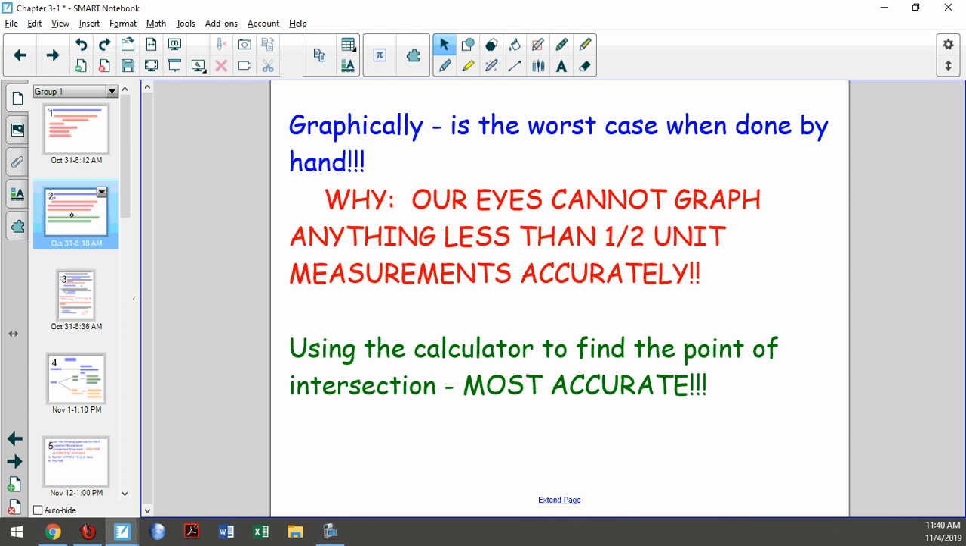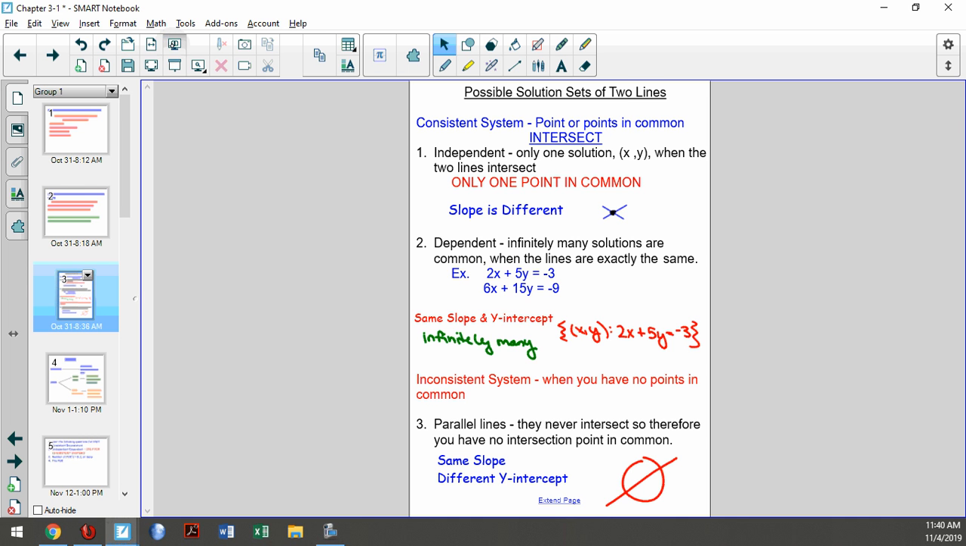If you're doing it graphically on the graphing calculator, it's great. You have no problems with that. Today we're going to learn how to do it by hand and how to do it graphically. Do we all understand that? Okay, now this is what your brain needs to understand today.